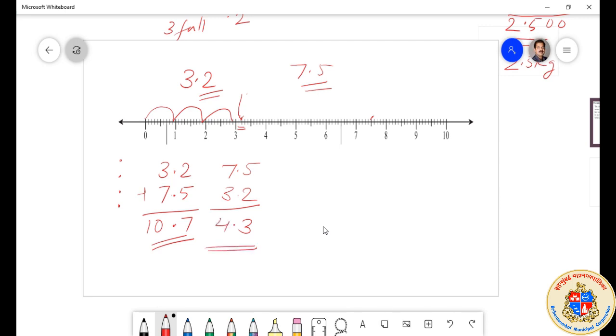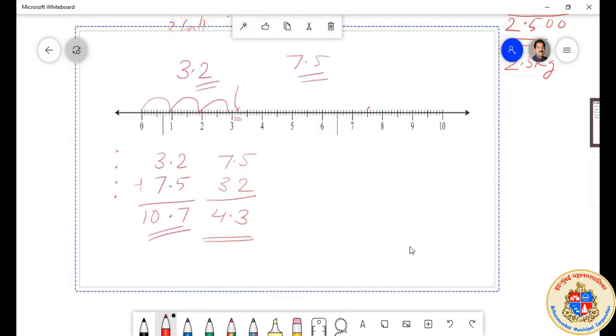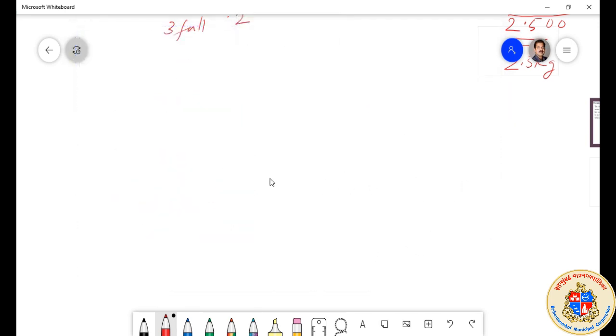Understood? Now, the new thing is about multiplication of decimal numbers. That is something interesting. The multiplication of decimal numbers. चलो मल्टीप्लिकेशन में जाएंगे हम. Multiplication of decimal numbers.